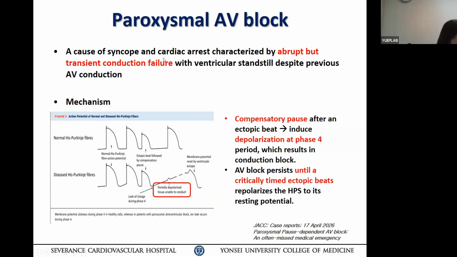After the ectopic beat, a compensatory pause develops, and during the prolonged pause, abnormal spontaneous depolarizations occur in the diseased His-Purkinje system, leading to sodium channel inactivation. As a result, the next sinus impulse cannot conduct, causing sudden AV block and ventricular standstill. AV conduction is often restored by a critically timed escape beat or ventricular ectopic beat that resets the His-Purkinje membrane.